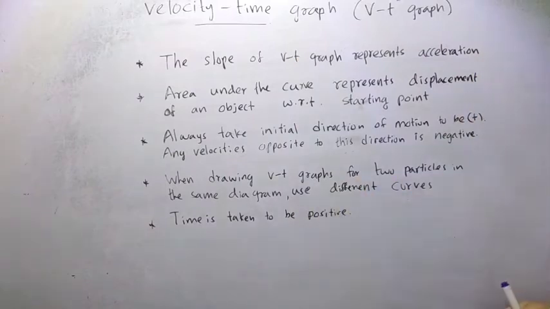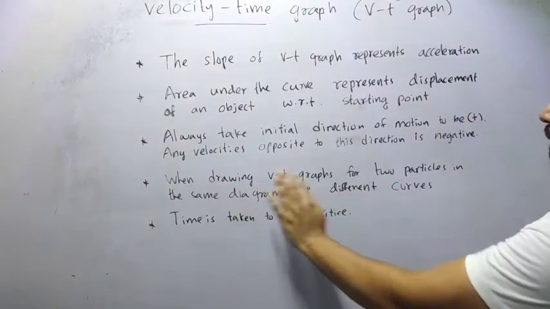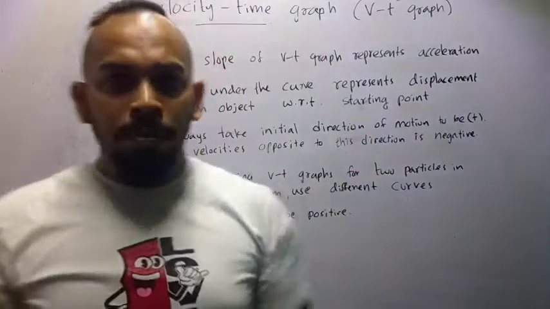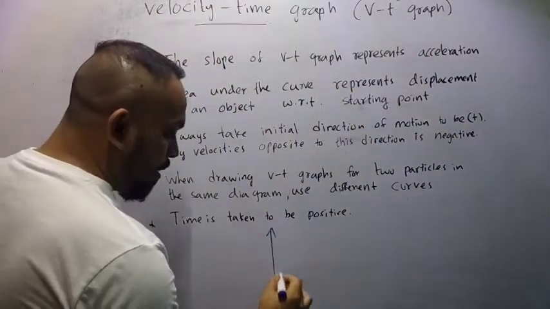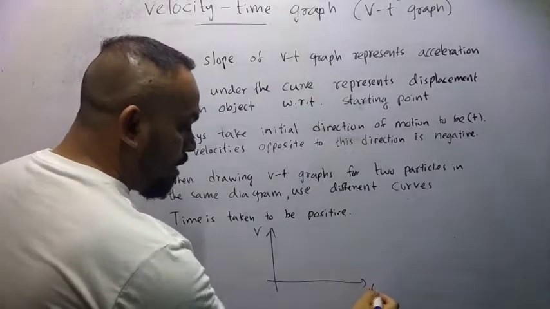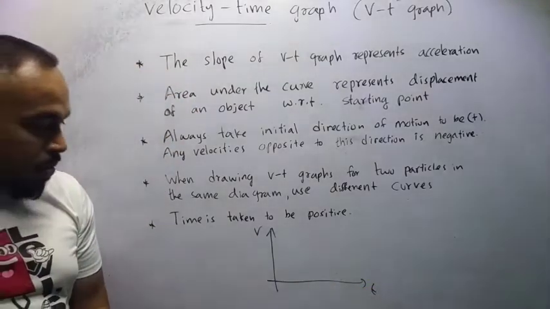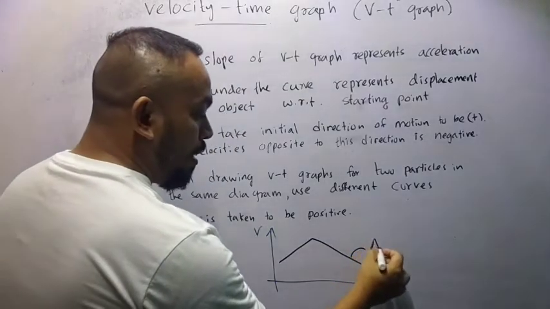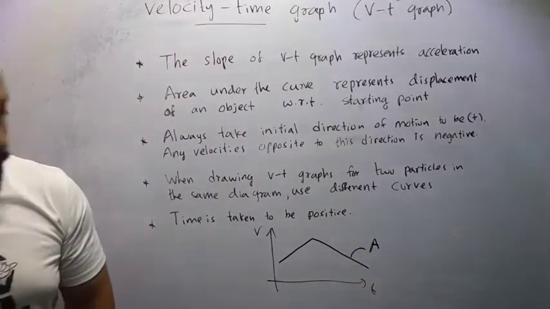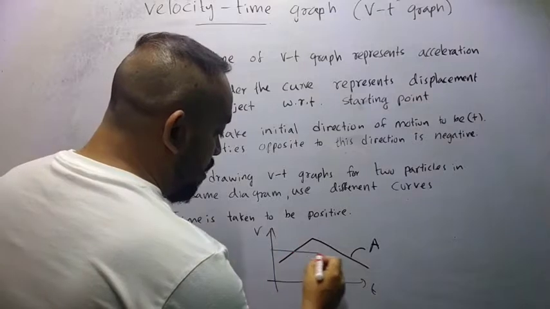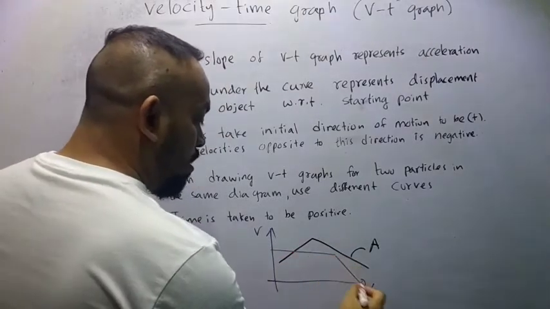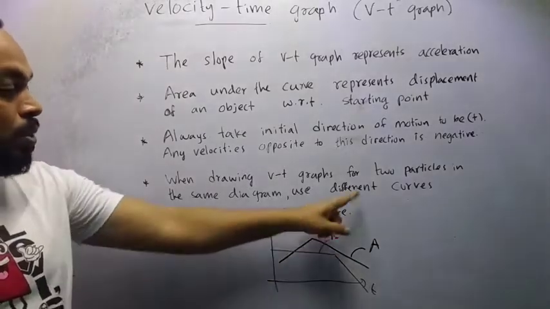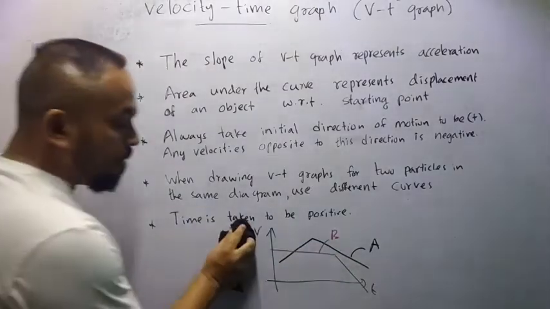So if you are dealing with two different motions, drawing VT graphs for two particles in the same diagram, use different curves. For example, if you are having a VT diagram like this, V and T, you can use one curve to represent the motion of particle A. Then you can use another curve to represent the motion of particle B. So this is what I meant by using two different curves for two different particles.